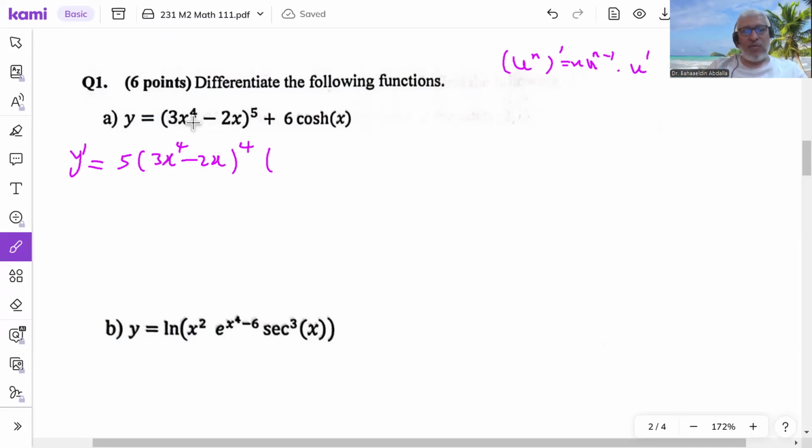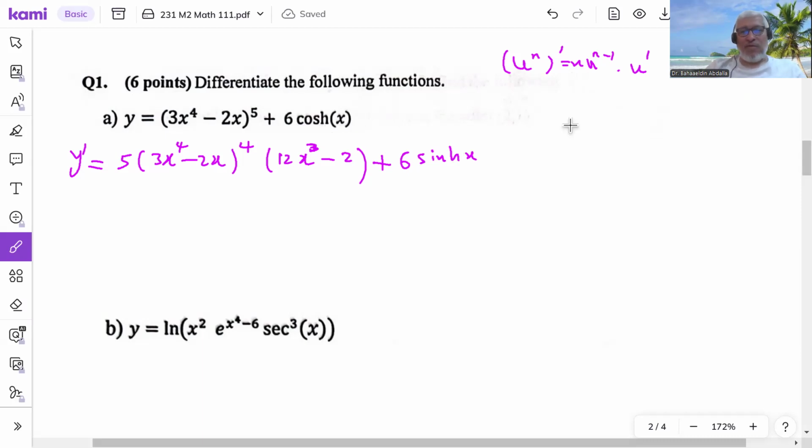The derivative of 3x to the power 4: 3 is a constant, and the derivative of x to the power 4 is 4x to the power 3. 4 times 3 is 12, so 12x to the power 3. And the derivative of 2x is 2, because the derivative of x is 1 and 2 is a constant. So this is the derivative of u, and so this is the derivative of the first term. The second term, if you have plus, then no problem, the derivative works with the plus. 6 is a constant. The derivative of cosh is sinh x. So that's the answer.